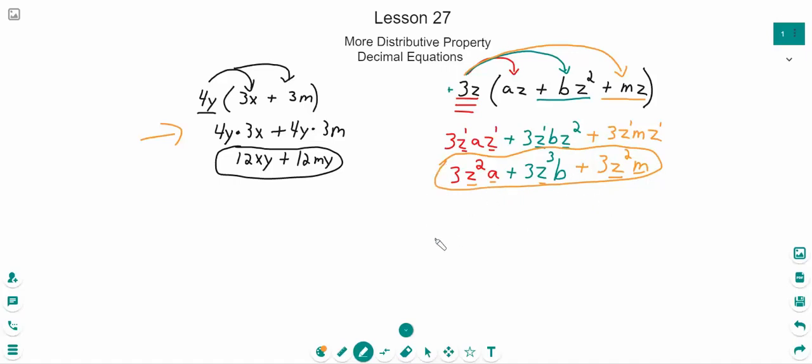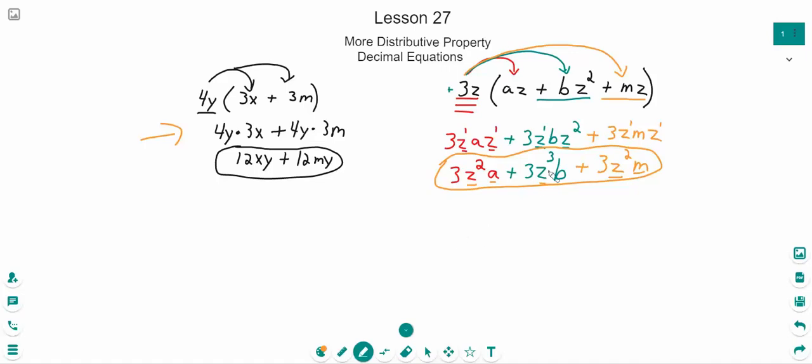So you can see there really isn't a whole lot different here. All we're doing is recognizing that when we use the distributive property, sometimes there is some multiplication that can be done inside the terms to simplify them further or to combine them further.